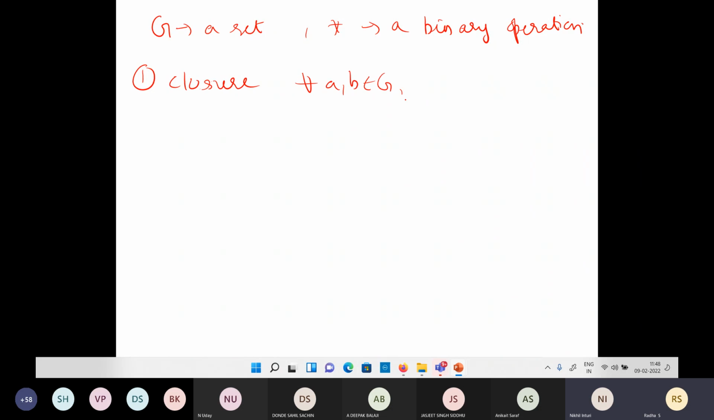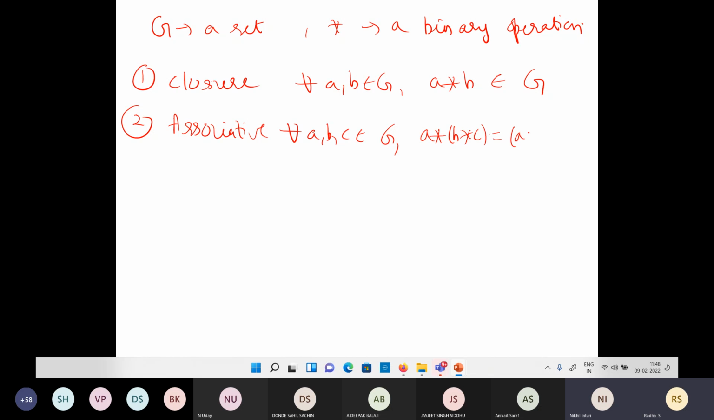Okay, first question. What properties did I tell you? G is a set. Star is a binary operation. Clear? First property, closure. Closure means for all A comma B in G, A star B always belongs to G. That star can be any binary operation. Second one, associative property. What is the associative property? For all A, B, C in G, (A star B) star C equals A star (B star C). This is called the associative property.